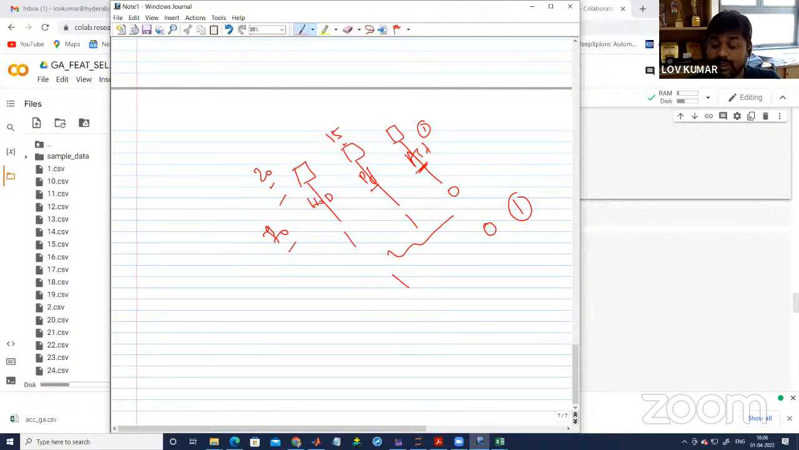So same like that, you can also give some weights based on the information gain value, based on the gain ratio value. You have to give some weights. And after that, you have to try.